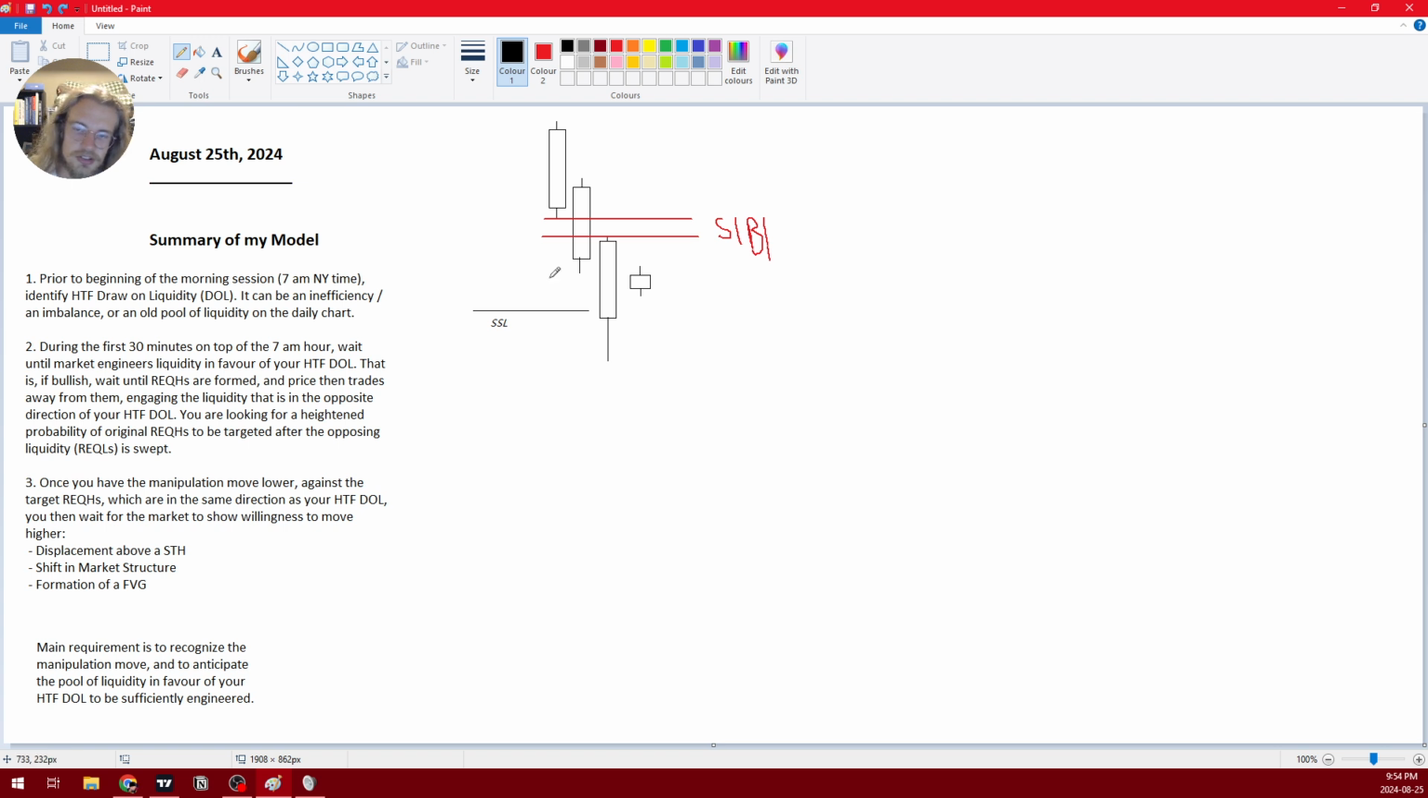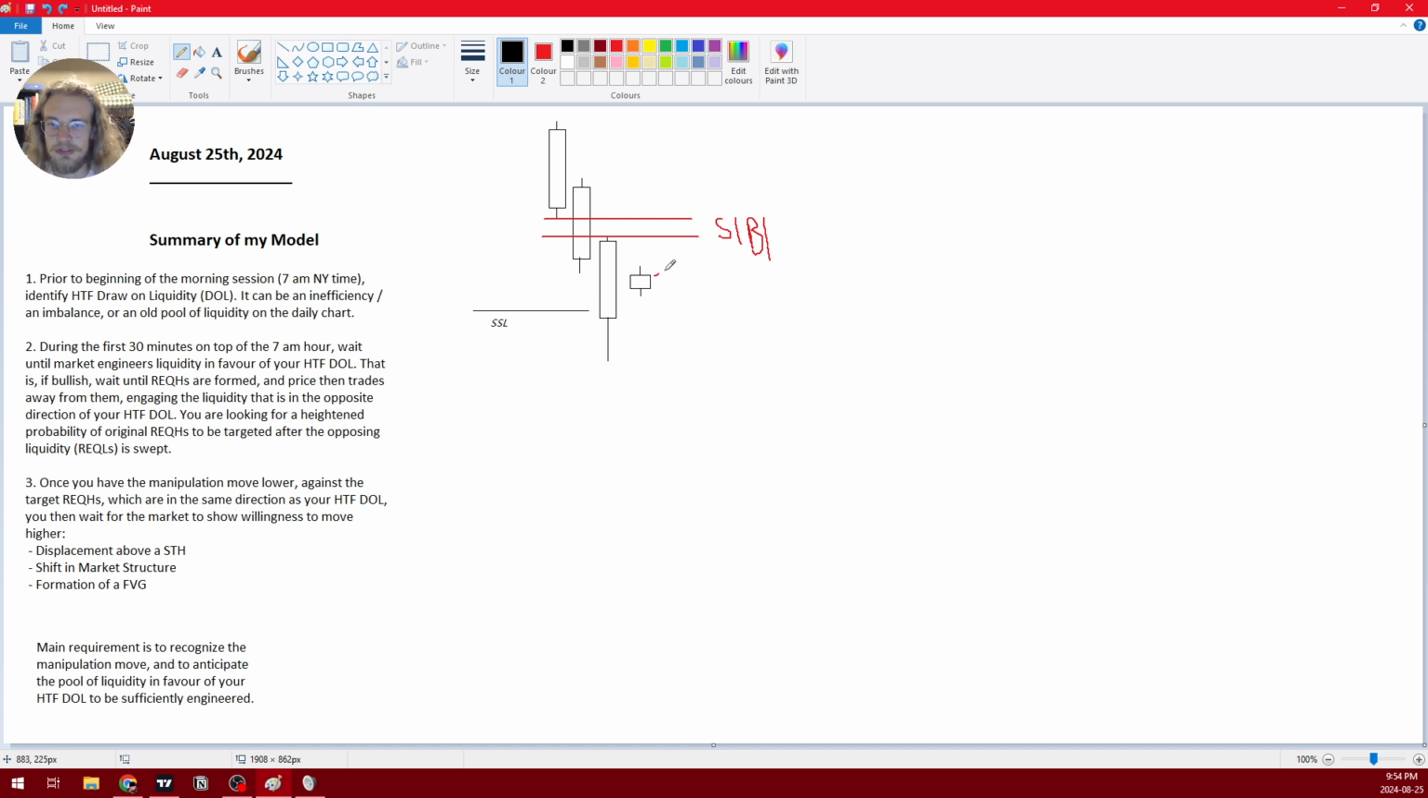These buy-side imbalance sell-side inefficiencies, BISIs, I also just call them regularly fair value gaps, FVG. They tend to be filled back in.